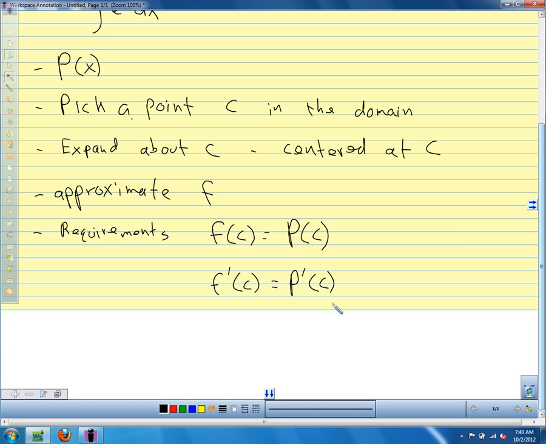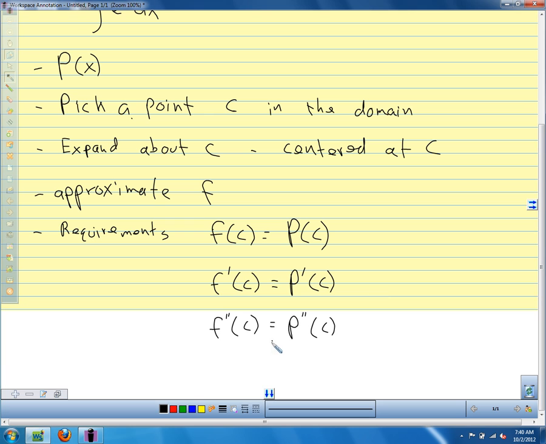And we continue this process to make our approximation more accurate, and we want our second derivative to agree. And we continue this to our desired accuracy. So we want the function to agree at this particular point, and we want all the derivatives to agree at that particular point. So let's write an expression for our polynomial and see what kind of form these requirements give our polynomial.